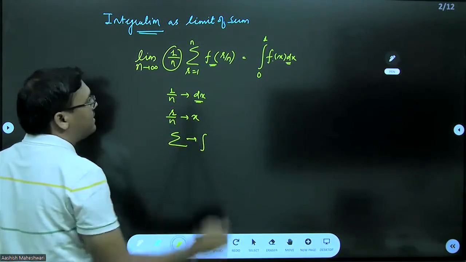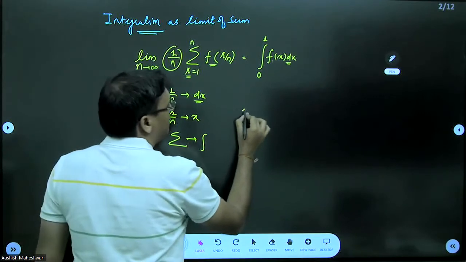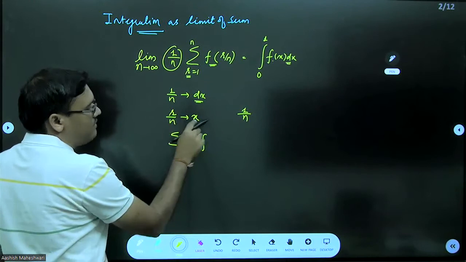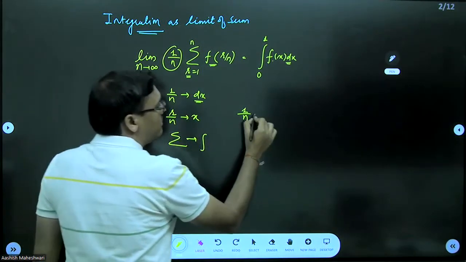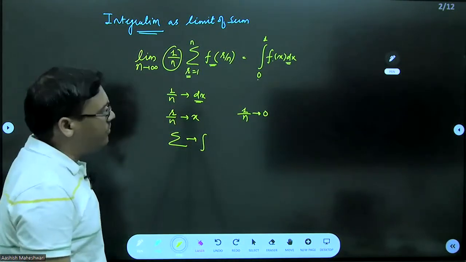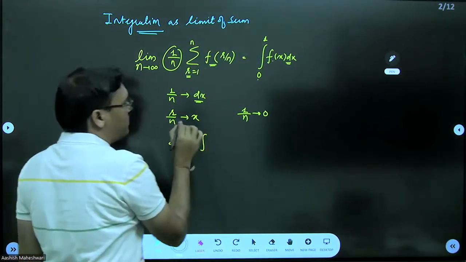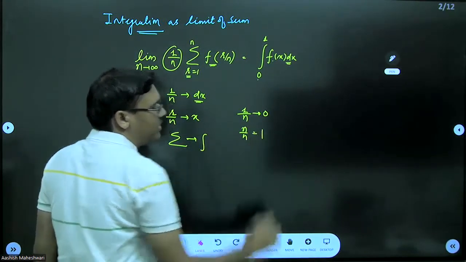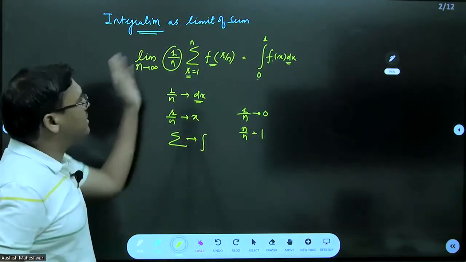And how will we decide the limits? What is the first limit? First value, r equal to 1. Now when you put 1, this will become 1 by n, correct? When you put r by n as x, what will be the value of x at r equal to 1? It is 1 by n. But n is tending to infinity, so where will this value approach? To 0. That is why this is the lower limit 0. Then for the upper limit, what is the last value? Put n, and what will be the value of x? n by n, which is equal to 1. So x is equal to 1 at the highest level, right? So this is the basic concept here.